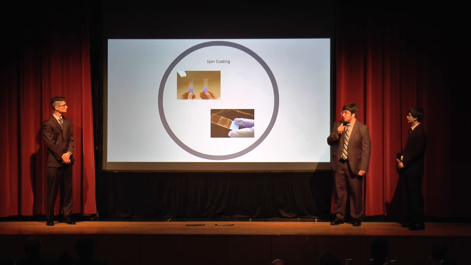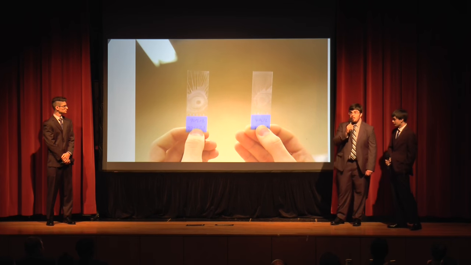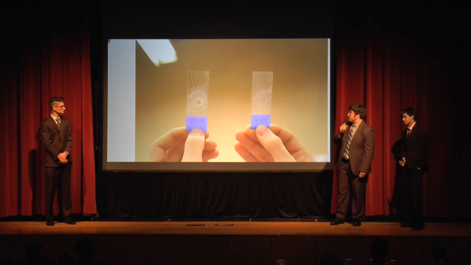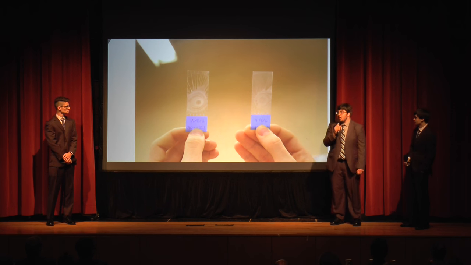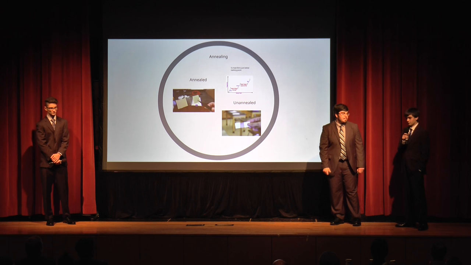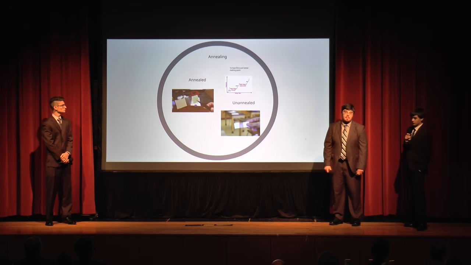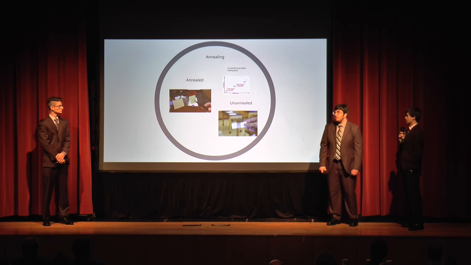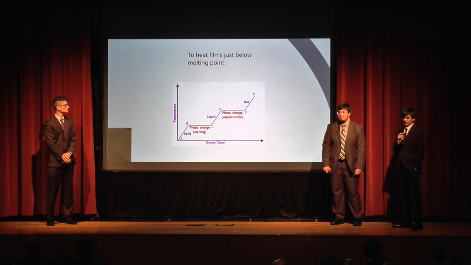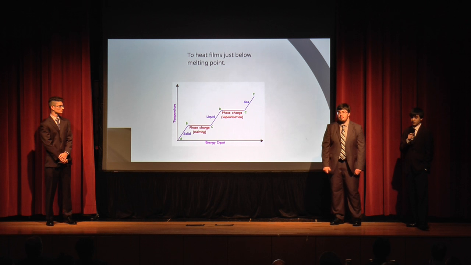As you can see in these pictures, some initial testing, the film is very uneven, a wavy look, not uniform at all. So to fix this, we researched a process called annealing. Annealing is the process of heating a material up to just below its melting temperature, where it starts to go through a phase change, but you stop it before then, it then solidifies and changes the structure of your thin films.